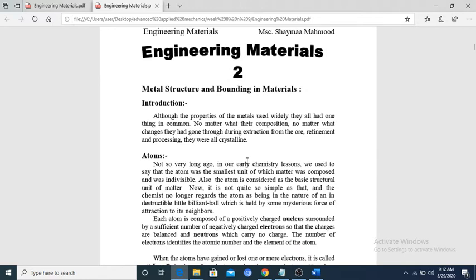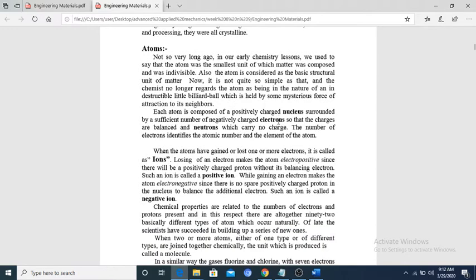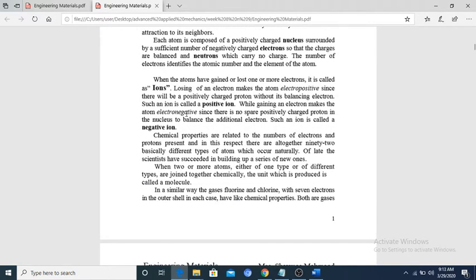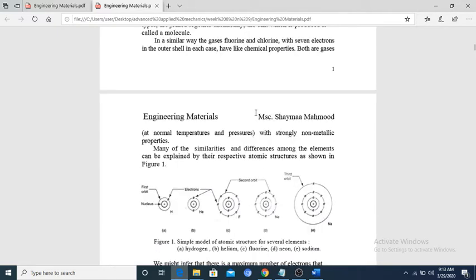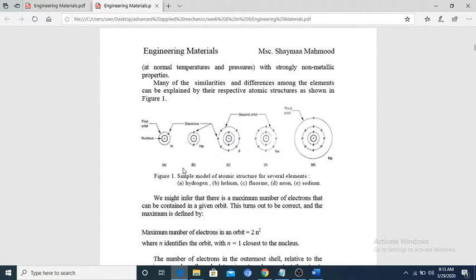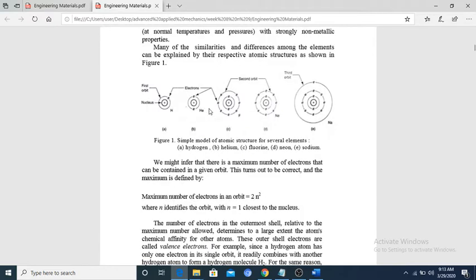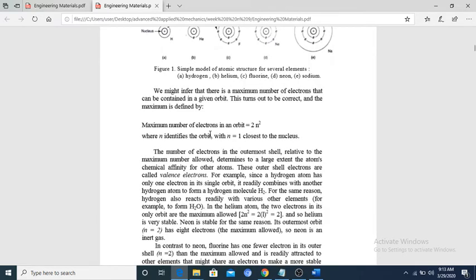So number 2, metal structure bonding materials. We have atoms, nucleus, electron, neutron. So we have ions, consisting of positive ion and negative ion. This is the simple models of atomic structure for several elements. For example, A hydrogen, B helium, C fluorine, D neon, and finally sodium. So the maximum number of electrons in orbit is 2n squared, where n identifies the orbit, with n equal to 1 closer to the nucleus.